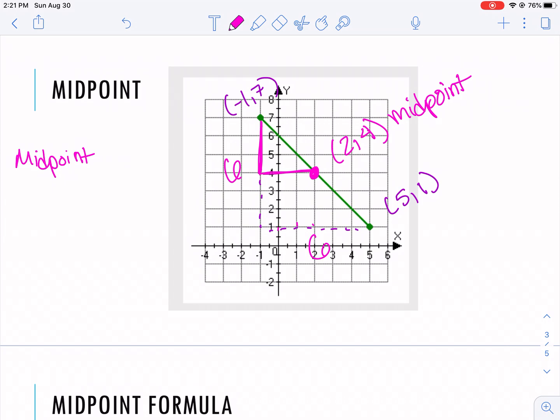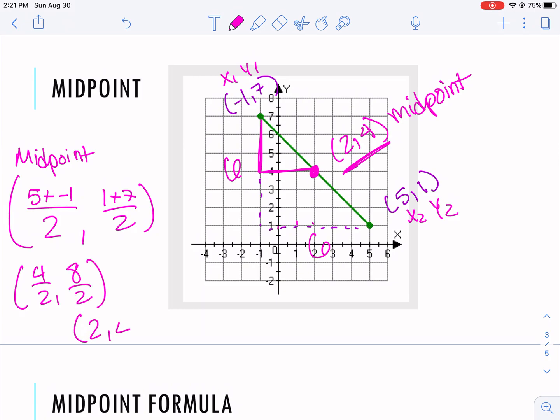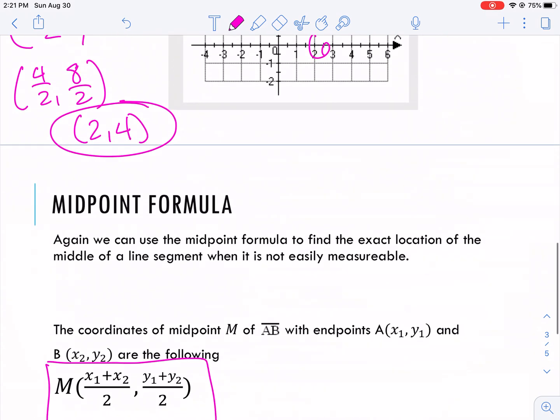So if I were to do this example, remember this is x1, y1, this is x2, y2, I should still get 2, 4 as my midpoint. So I add x2 plus x1 divided by 2, and then add my y's. So if we do this, 5 plus -1 is 4 divided by 2. 1 plus 7 is 8 divided by 2. So I should get 2, 4, which was the midpoint I found graphically.